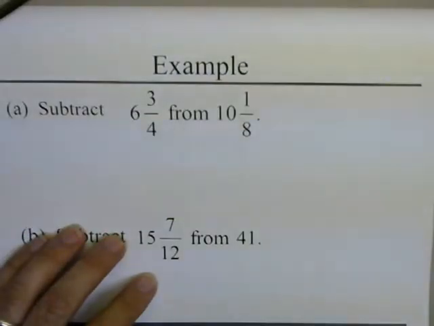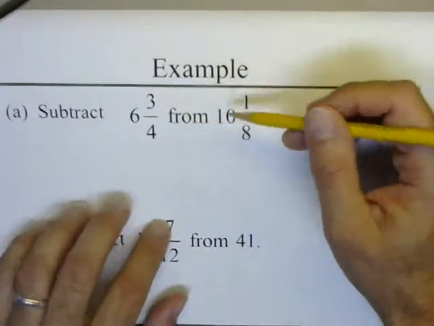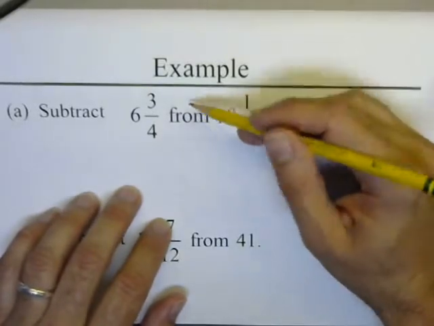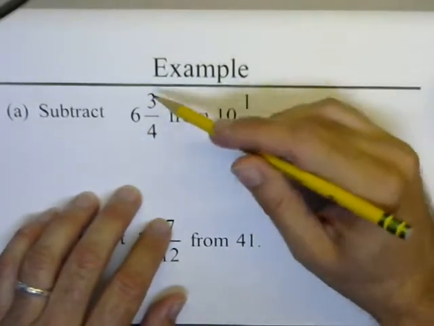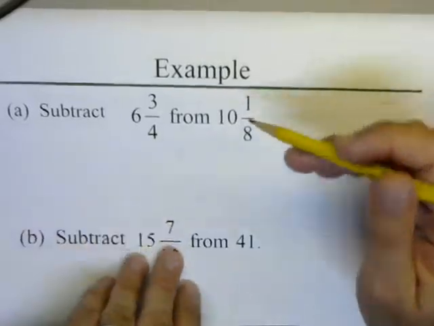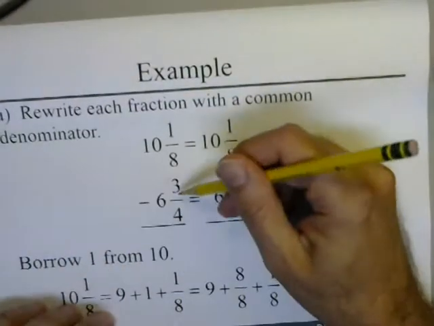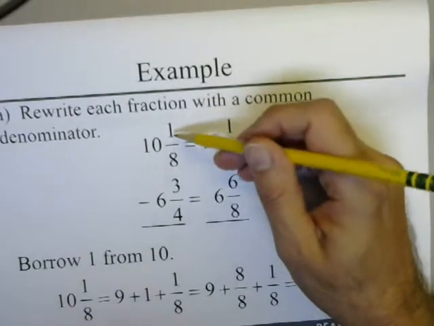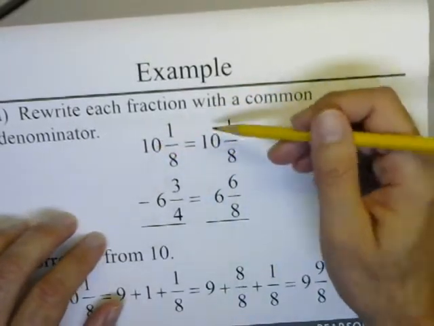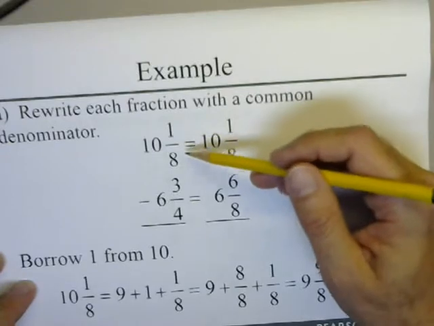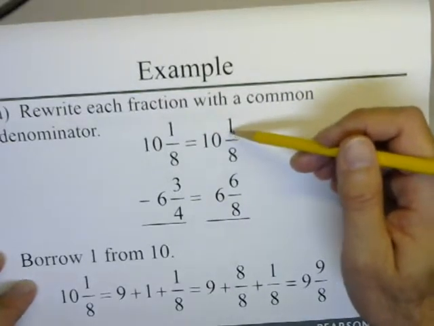One thing I should mention when you're doing this is to be careful. The order does matter, right? So when you're subtracting this, you want to take this minus that, because you're taking 6 and 3/4 away from 10 and 1/8. Now the trouble with that is unfortunately 3/4 is bigger than 1/8, so we're going to have to borrow a number from the 10 and stick that with the 1/8.